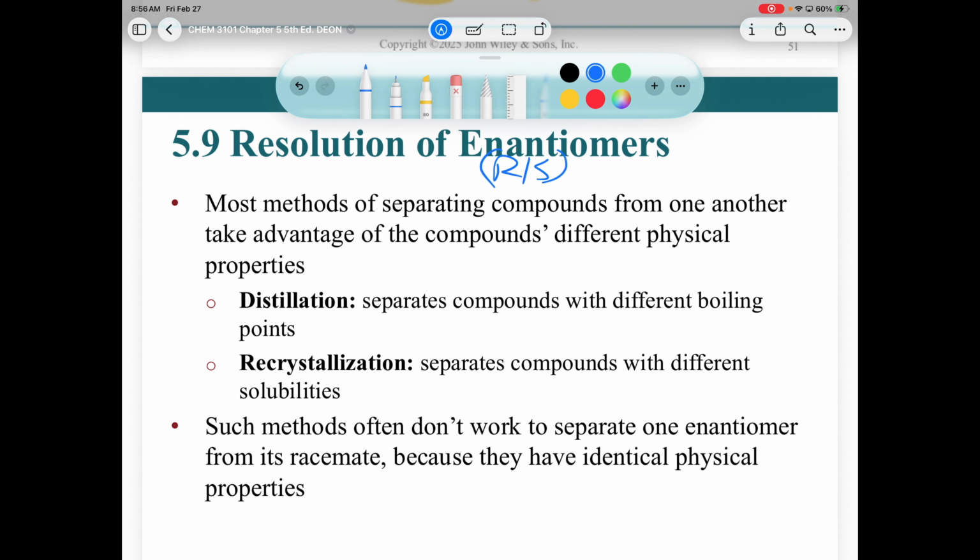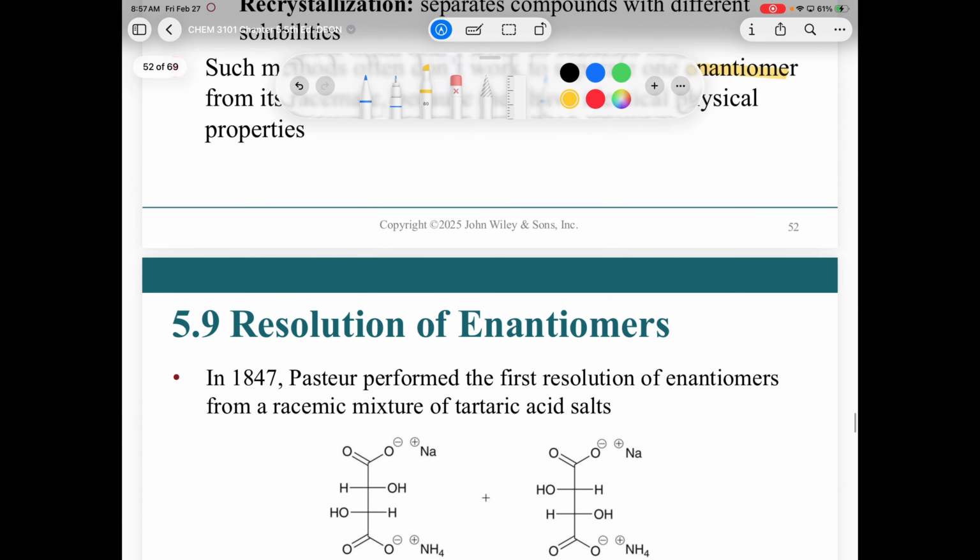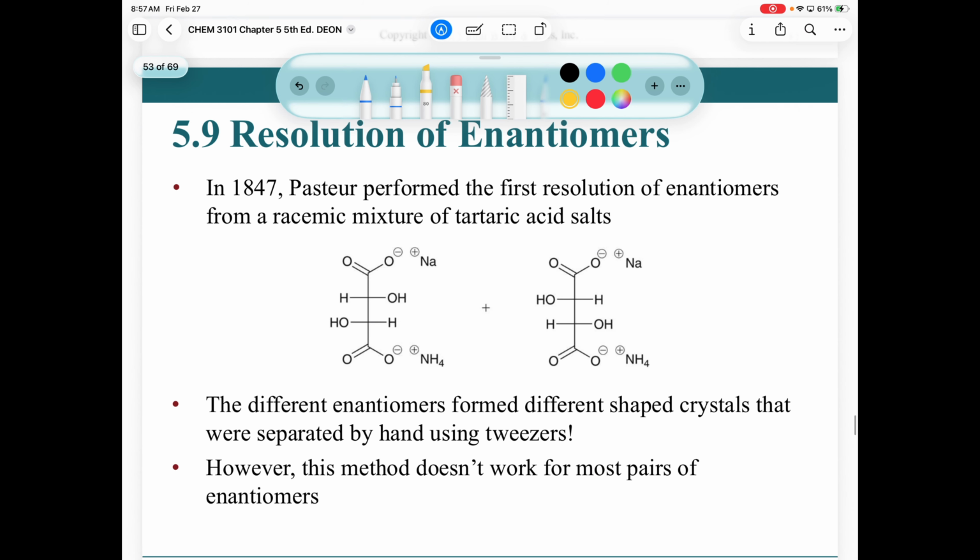Have you guys recrystallized something in the lab yet? Yes. Okay, so you know a little bit about recrystallization. However, if you have a racemic mixture, if you have enantiomers, you're not going to be able to distill them to separate them. You're not going to be able to use recrystallization to separate them. And so the first person to resolve enantiomers, to separate them, was Louis Pasteur in 1847. He resolved the two forms of tartaric acid, so R and S.